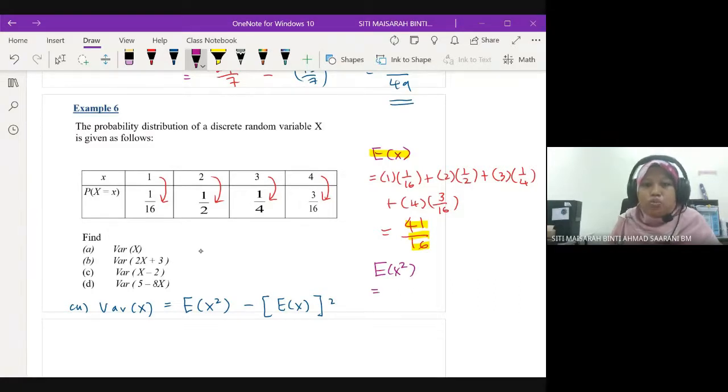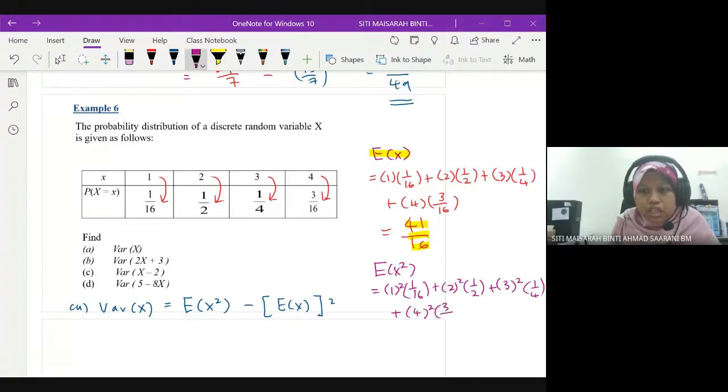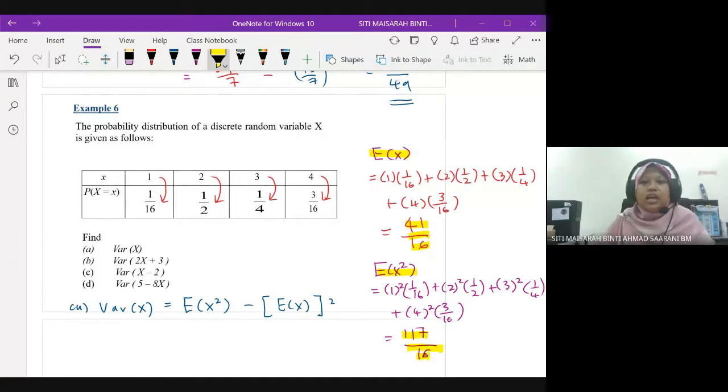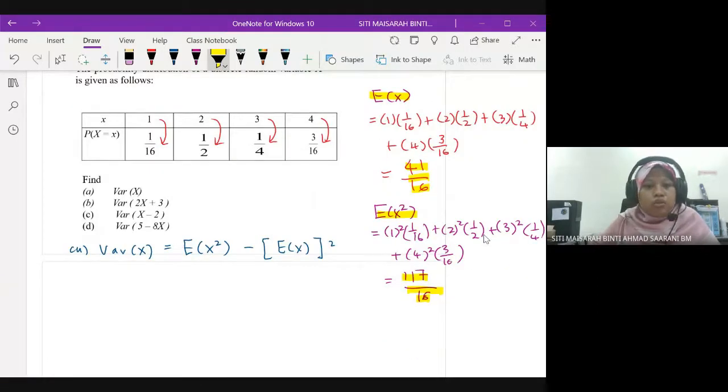Okay. So dia sama, cuma dia punya X tu kena square. So this one 1 square multiply 1 over 16 plus 2 square multiply by 1 over 2 plus 3 square multiply by 1 over 4 plus 4 square multiply by 3 over 16. For this one, we calculate, we get 117 over 16. Okay. So untuk EX square kita dapat 117 over 16. Okay. After kita dah kira EX dengan EX square tu, kita boleh cari variant lah.